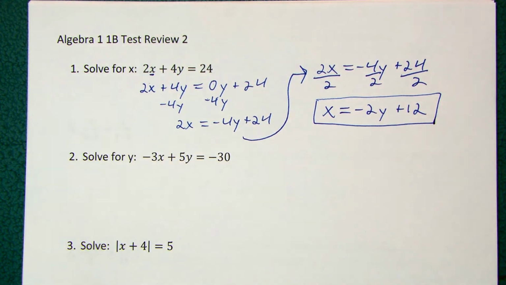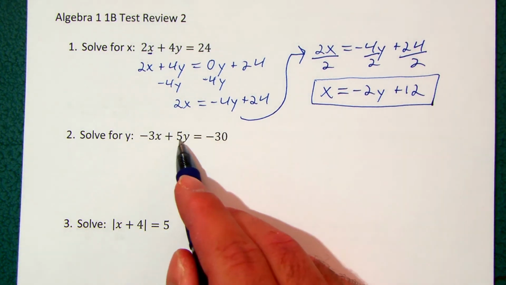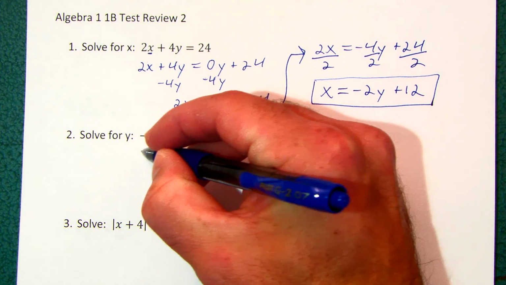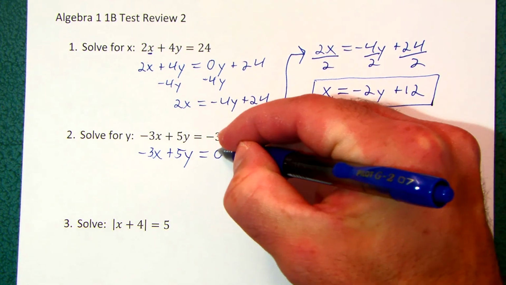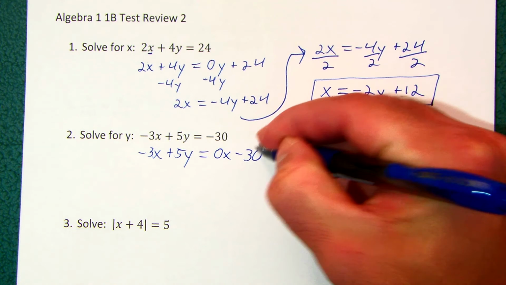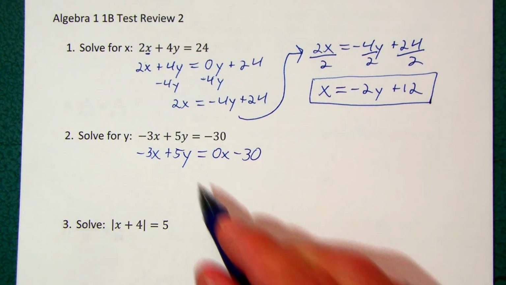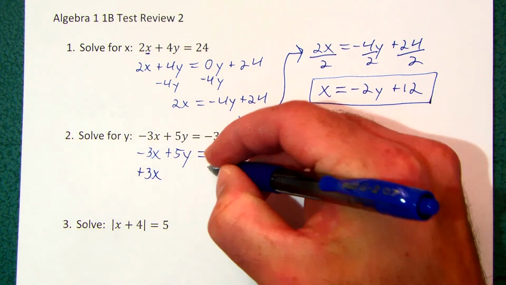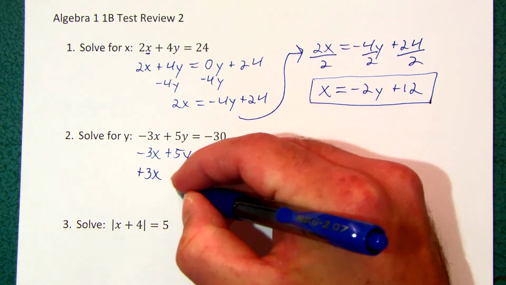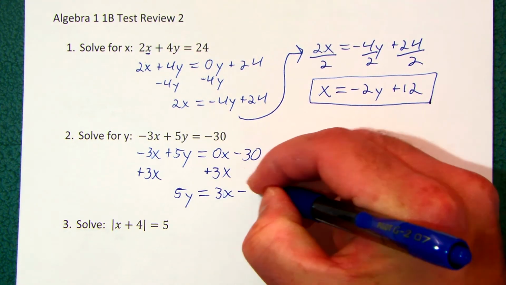So when I get to number 2 then, I want to solve for y. So that means I'm going to move x to the other side. So first thing I'm going to do is put 0x minus 30 on the other side. Don't forget about that negative there. Okay, but I put the 0x there as a placeholder to move that 3x. So I'm going to add 3x to both sides. So I get 5y equals 3x minus 30.